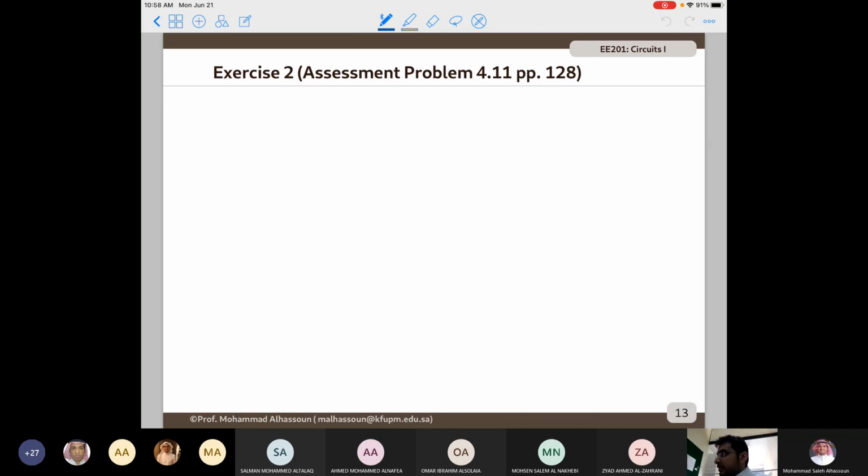So let me just write it down. Minus 75. I write down exactly what you said. 2 IA plus 10, plus 5 IA minus 2 VP divided by 5 equals 0. So if I simplify it, I will get 7 IA minus 2 VP equals 55.